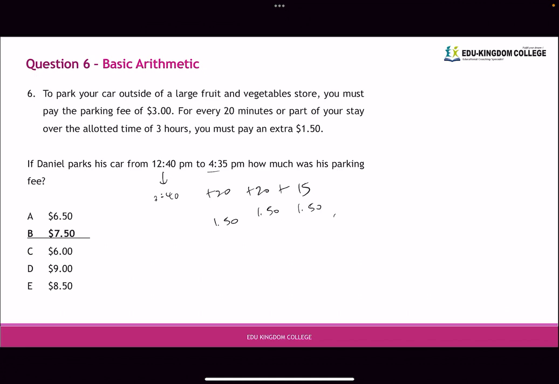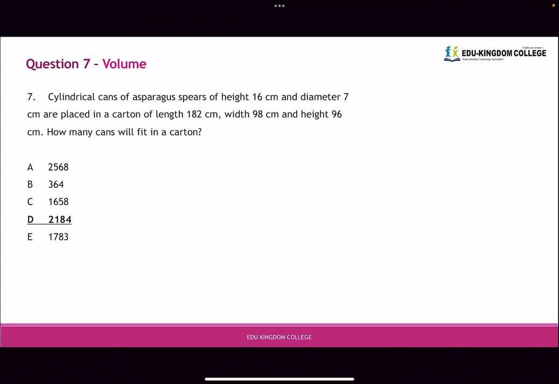Okay, so any time over the 20 minutes you pay for, you need to pay another $1.50. And when you pay your $1.50, you get another 20 minutes. It's not that at the end of 20 minutes you pay your $1.50. You pay your $1.50, then you get an extra 20 minutes. So even though he only stayed for 15 minutes extra at the end, he needed to pay that $1.50. So altogether, this is $4.50, and then his extra $3 at the start would mean he paid $7.50.